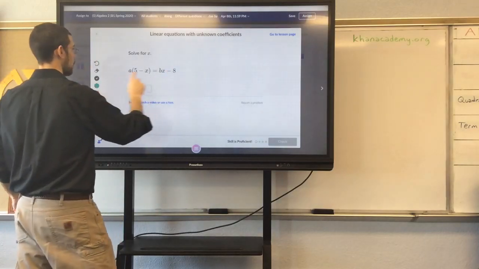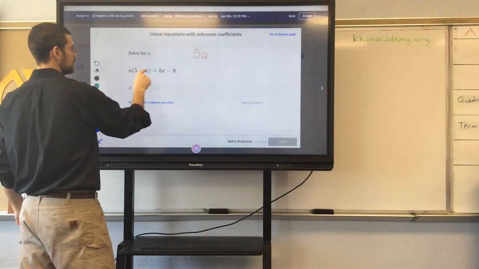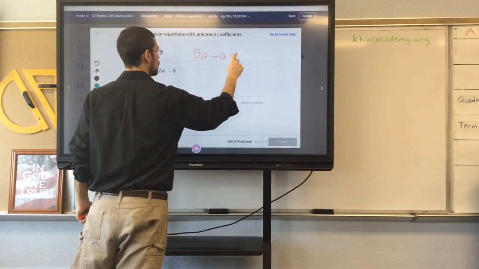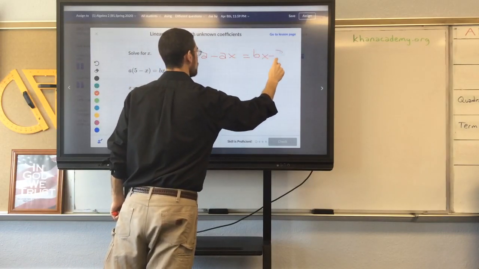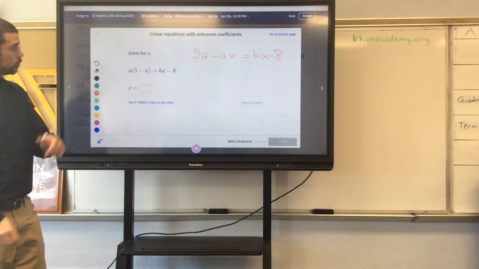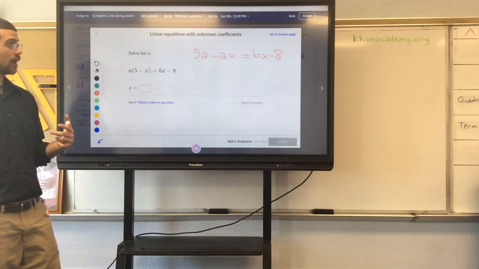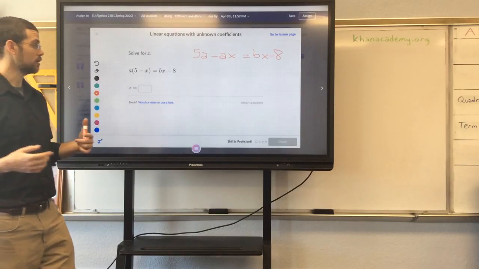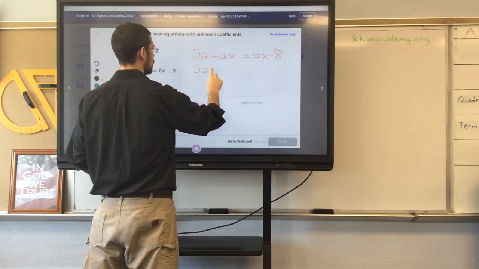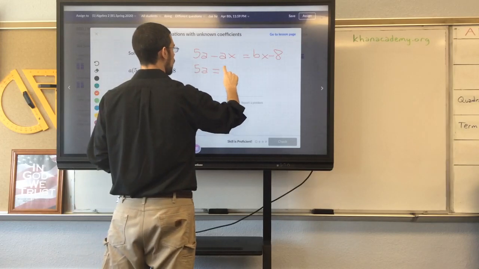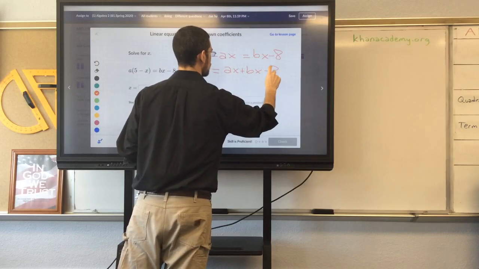So this will be 5a minus a times x equals bx minus 8. And now we want to put all our x's on one side of the equation. It would be preferable to have the coefficients be positive, so I'm going to add ax to both sides. So I get 5a equals ax plus bx minus 8.